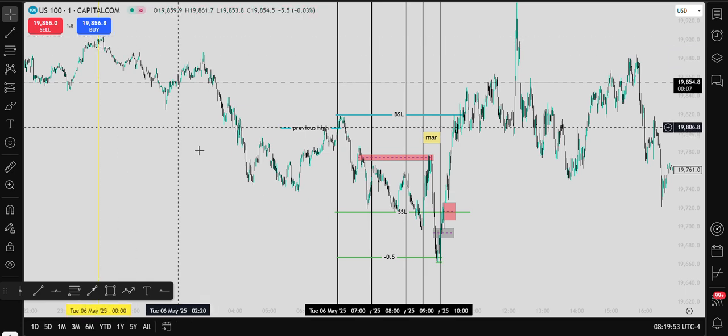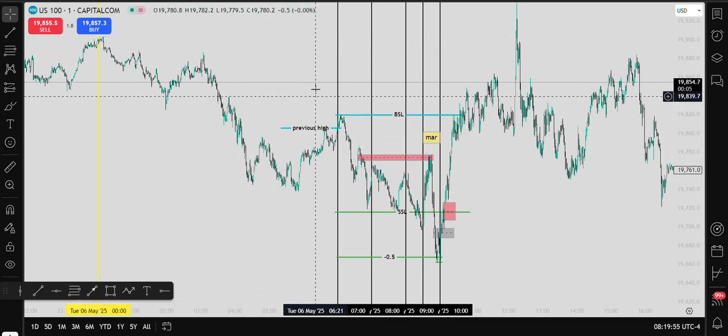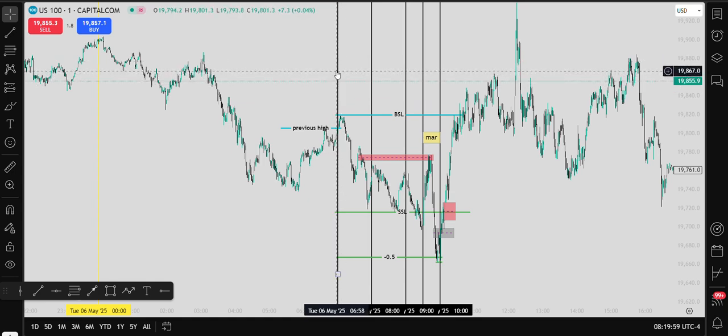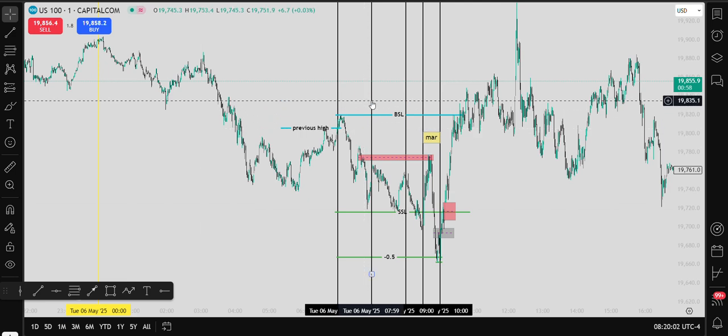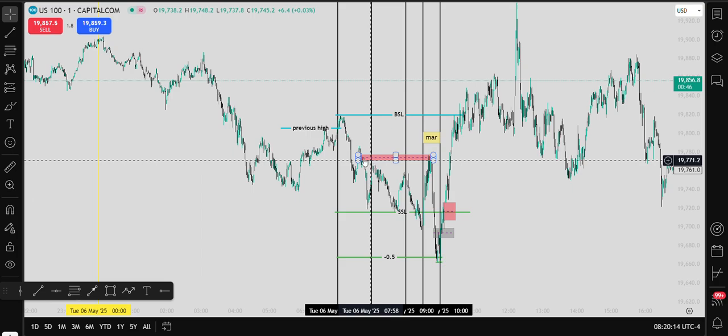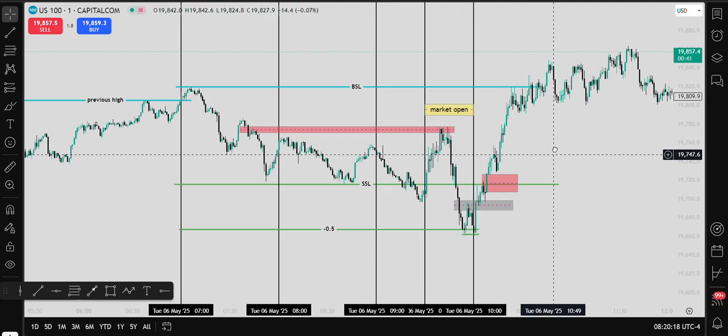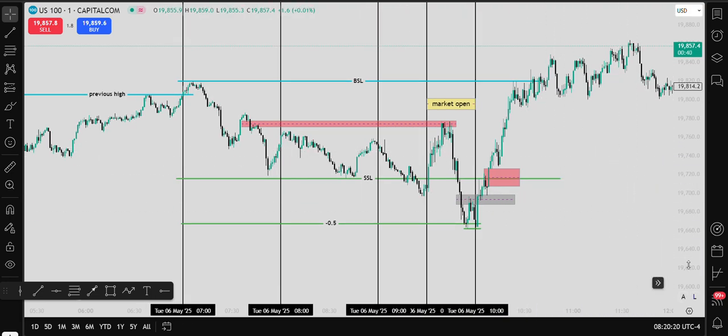The market dropped, and when it reached 7 a.m., you're supposed to have a vertical line there. At 8, you also have a vertical line, and at 9 a.m. another line, at 9:30 another line, and at 10. As we continue forward, I'm going to explain why we have these lines and what they are for.